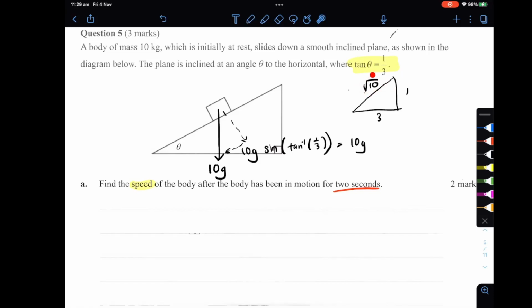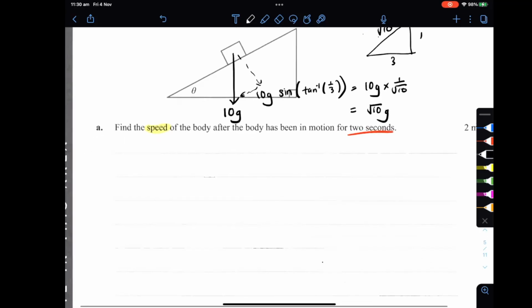Well, sine of tan inverse of 1/3 is going to be opposite over hypotenuse, which is 1 on root 10. Which is just root 10g.